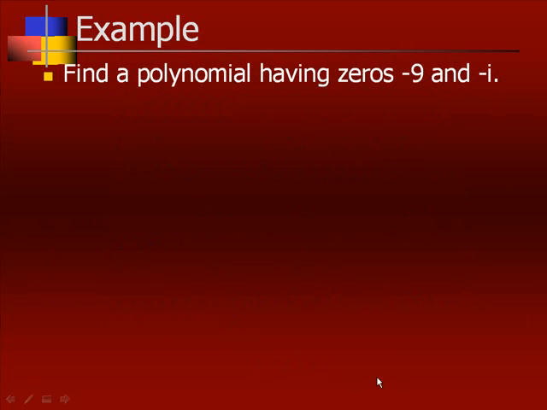Find a polynomial having zeros negative 9 and i. Well, if negative 9 is a zero, that means x equals negative 9 and x equals negative i. If negative 9 is a zero, that means x plus 9 is a factor. If negative i is a zero, that means x plus i is a factor. And here's the missing part. Because negative i is a zero, positive i is also a zero. So if x plus i is a factor, x minus i will also be a factor.